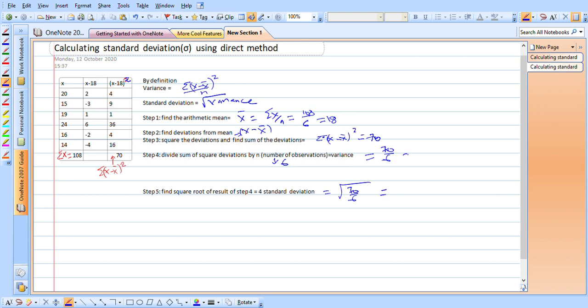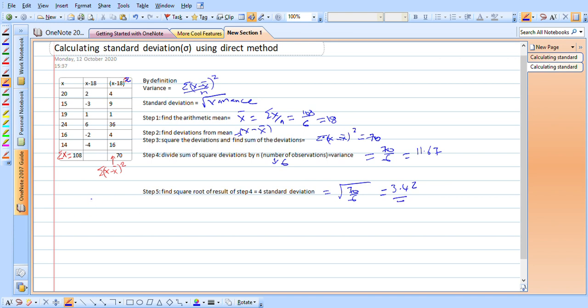So 70 divided by 6, if you divide using your calculator, you'll get 11.67. The square root of that is approximately 3.42, and that gives you the standard deviation of this data.